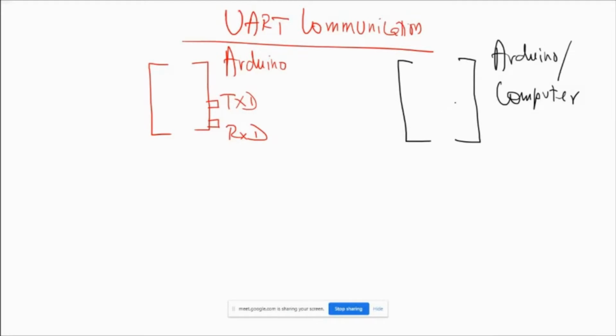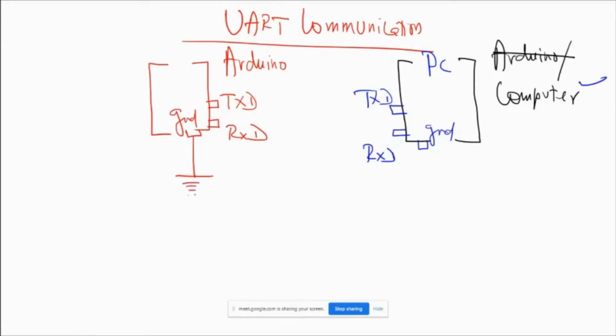So let us say this is a computer, PC. The PC also has a transmit pin and a receive pin. And more importantly, the PC also has a ground pin, and so does the Arduino. Arduino also has a ground pin. So this ground has to be connected to this ground. This also should be connected.